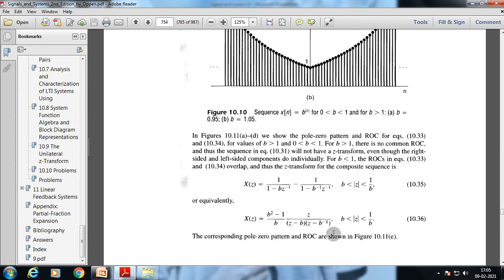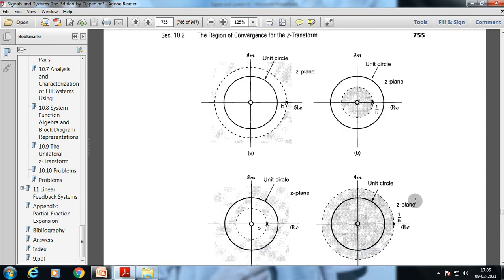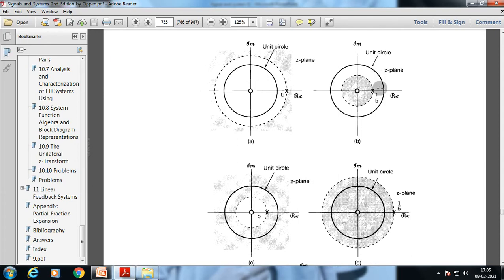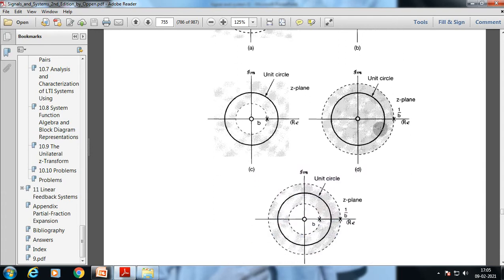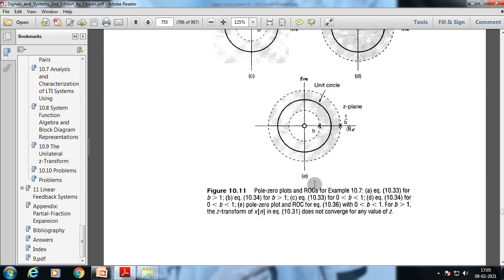The corresponding pole-zero pattern and ROC are shown in this figure, and these values are what we have already discussed. This is the unit circle. And pole-zero plots are also shown, for example, this. We already know the cases for b greater than 1 and b less than 1.